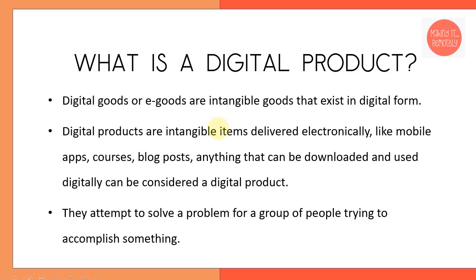So, what is a digital product? Digital goods or e-goods are intangible goods that exist in digital form. Now, this might sound a little complicated, but it really isn't. You're going to see as we go through this that there are a lot of digital products that you're already familiar with. Digital products are intangible items that are delivered electronically, like mobile apps, courses, blog posts. Anything that can be downloaded and used digitally can be considered a digital product.